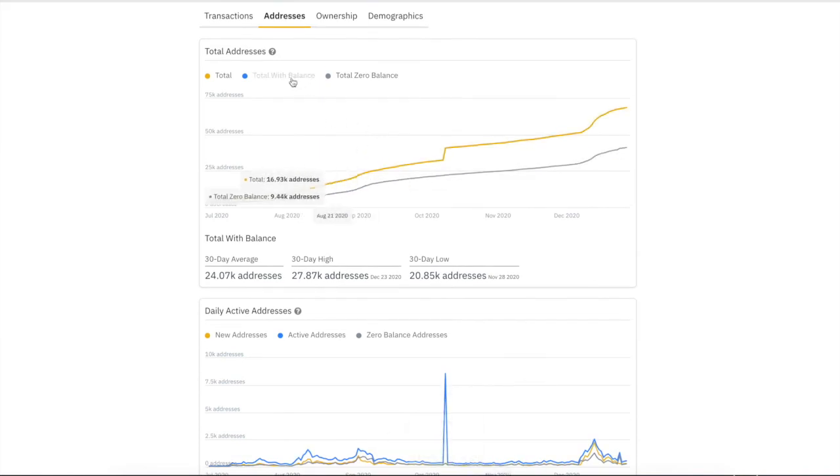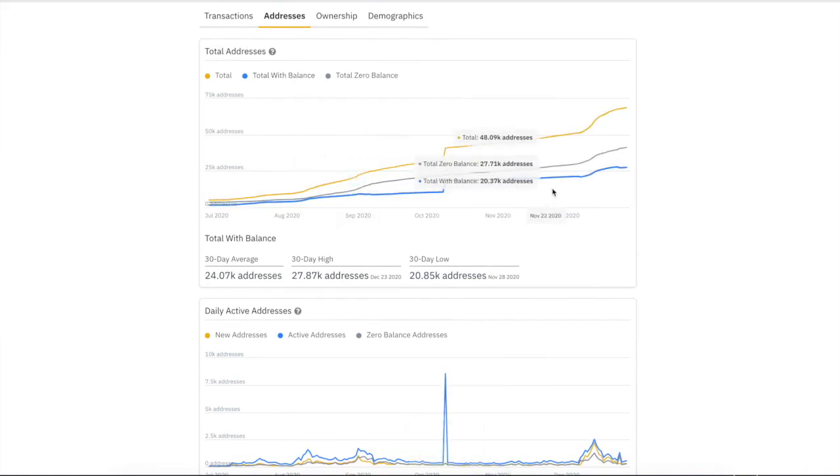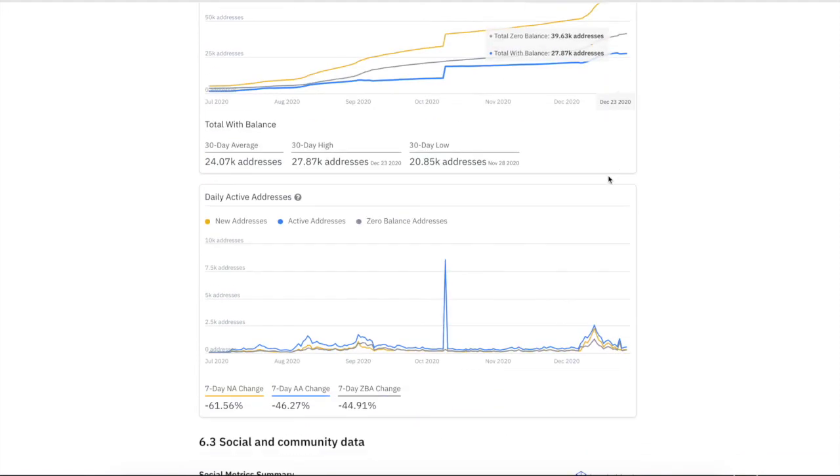Here's an example of some of the addresses with the balance. You can see they're steadily rising, which is a good thing for adoption. The more addresses, the more diversified it is. That way someone can't just say, hey bro, I'm selling all my tokens. Boom, price crash.